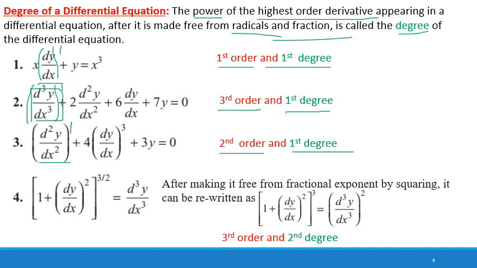In equation 4, we can observe that there is a radical, and first we will remove that. So we will square both sides, and after simplification, we will get this equation. So in this equation, the highest order derivative is this. So it's a third order differential equation. The power of the highest order derivative is 2 after squaring both sides, so it's second degree. So we can say that equation 4 is a third order and second degree differential equation.